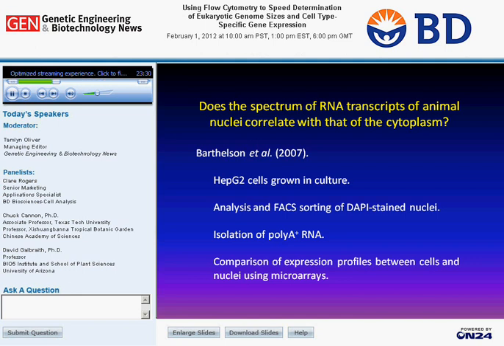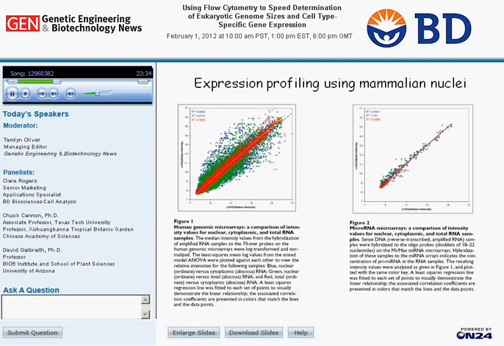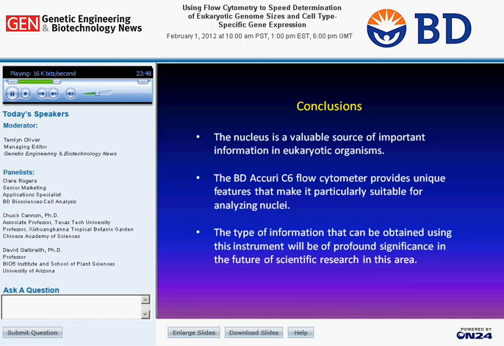And as you see on the next slide, the correlation is good, whether you're looking on the left panel at microarrays of transcripts or on the right panel at microRNA microarrays. So in the final slide, I think conclusions are that the nucleus is a valuable source of important information in eukaryotic organisms. The BD Accuri C6 flow cytometer does provide unique features that make it particularly suitable for analyzing nuclei. And I think the type of information that we can obtain using this instrument will be of profound significance in the future of scientific research in this area.